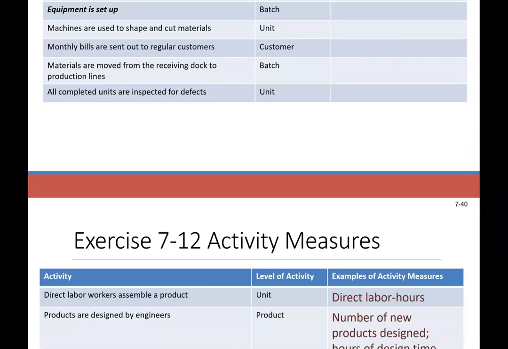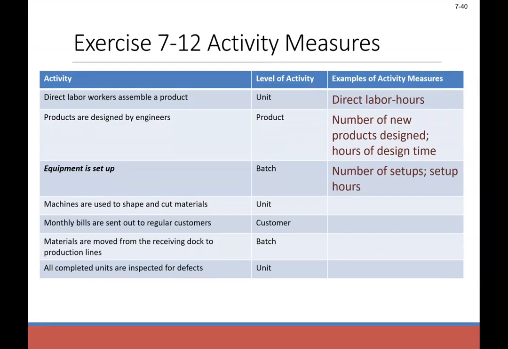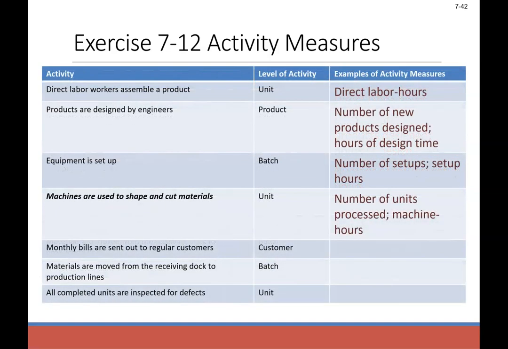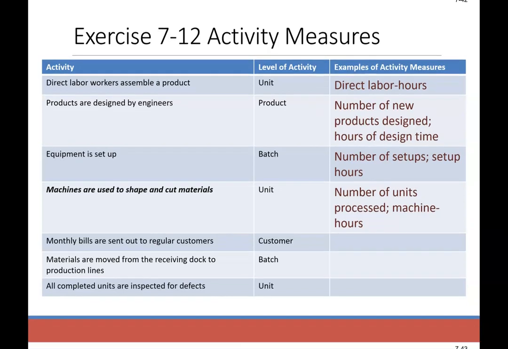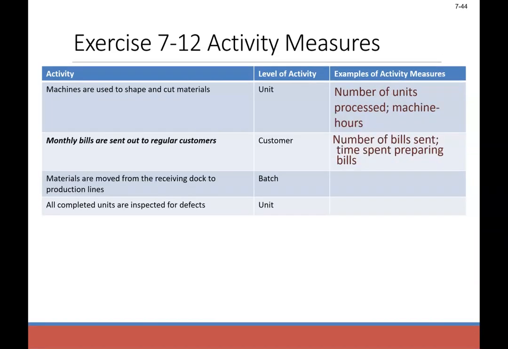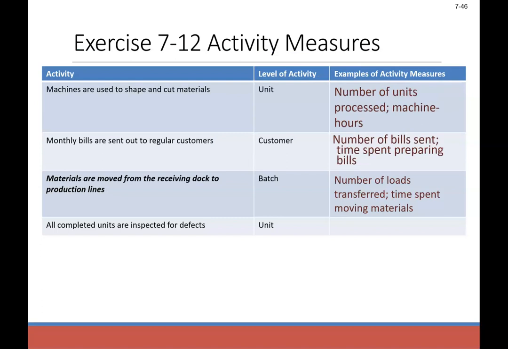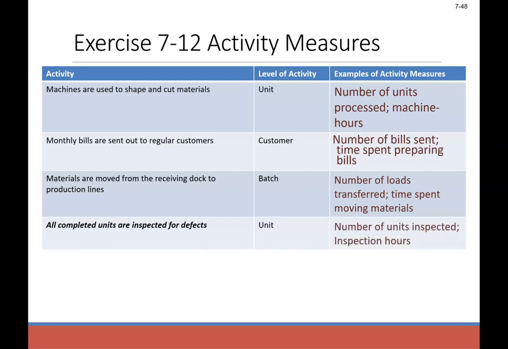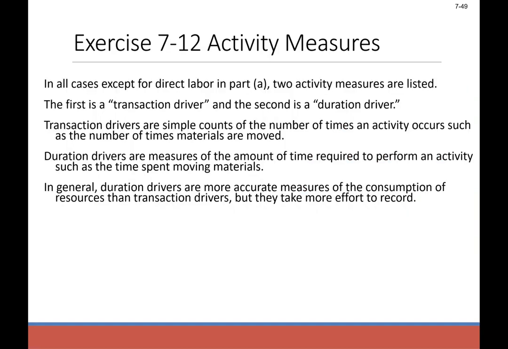Okay, so what we're trying to do is understand the level and then understand how it would get measured. Machines are used, equipment is set up, number of setups, and setup hours. Machines are used to shape and cut materials, number of units processed along with machine hours. Monthly bills are sent out to regular customers, number of bills sent and time spent processing. It's kind of logical, right? Then materials are moved from the receiving dock to the production line, how many loads were transferred, and the time spent moving it. All completed units are inspected for defects. How many units are inspected? And again, the number of hours, okay?